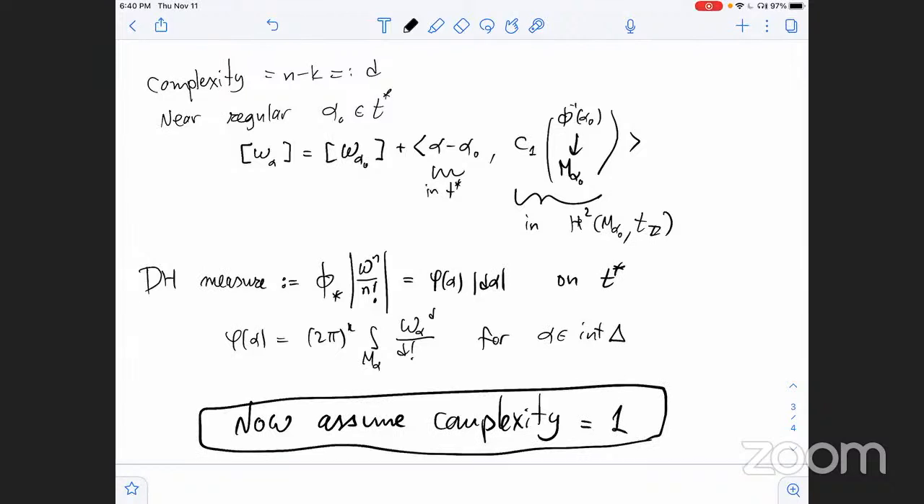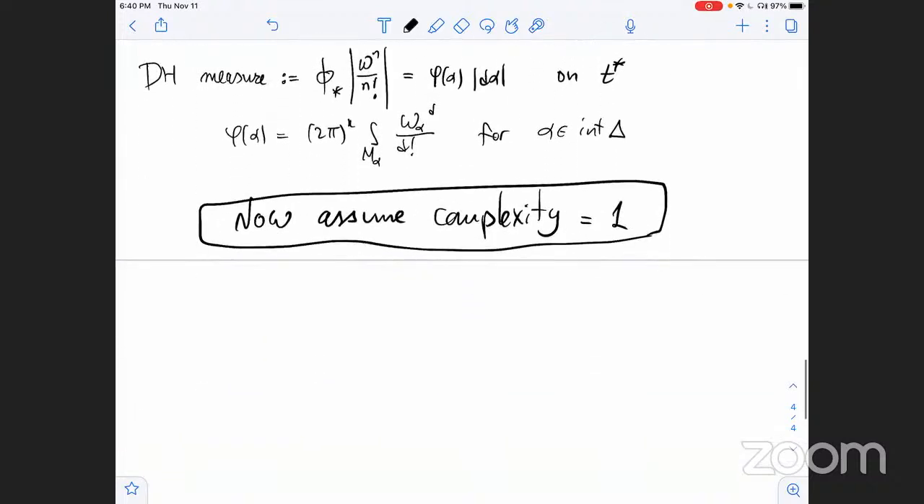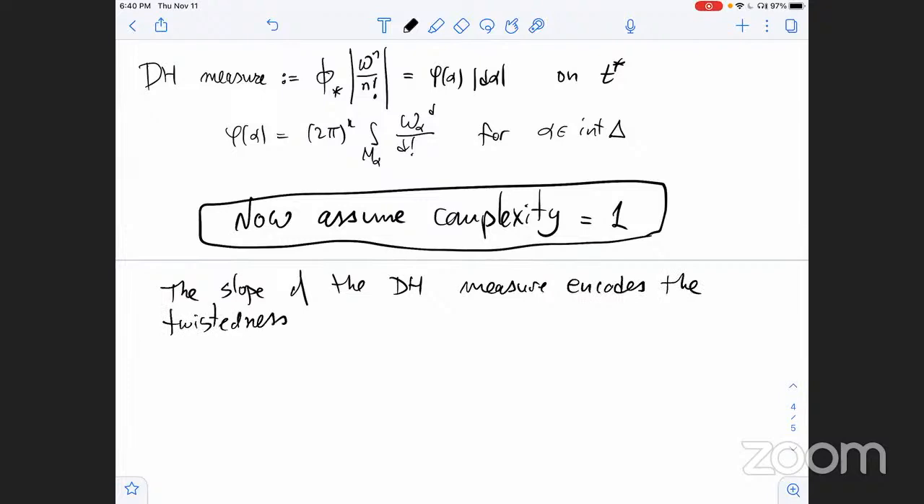Sorry, Yael, can you repeat the statement about the slopes of the Duistermaat-Heckman measure? Yeah, let me write this down actually. I just missed that sentence. Okay, maybe I'll say it. The slope of the Duistermaat-Heckman measure encodes the twistedness of the manifold as sitting over the geometric quotient. You want to think vaguely as if the manifold were a principal bundle. I'm saying it in a little bit of a vague way, but there is a way of making this more precise.